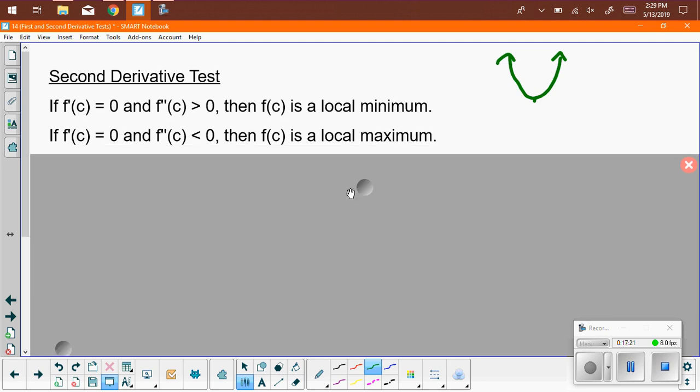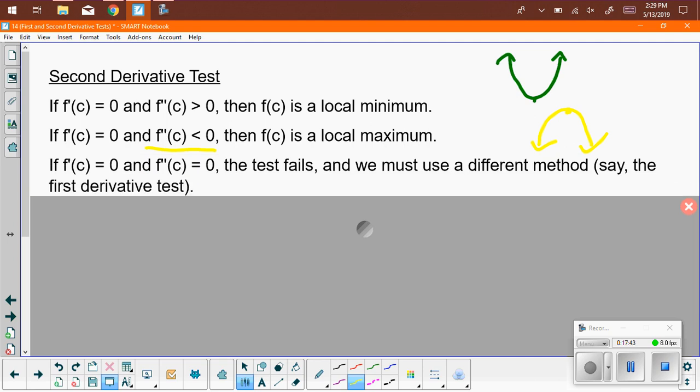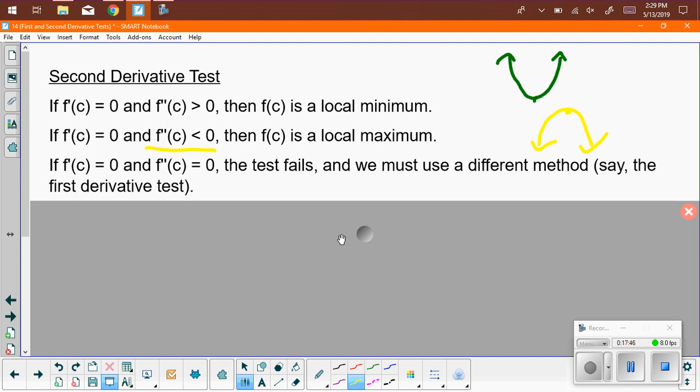Similarly, if f prime is 0 and f double prime is less than 0, then it's a local max. When f double prime is less than 0, that means it's concave down. So if I have a critical point in here at the top, it's going to be a maximum. If they're both 0, then this test didn't work. Something's going on and I can't use it to figure it out, so we probably just go back to the first derivative test. So again, the second derivative test is probably faster in some ways, but it doesn't always work.